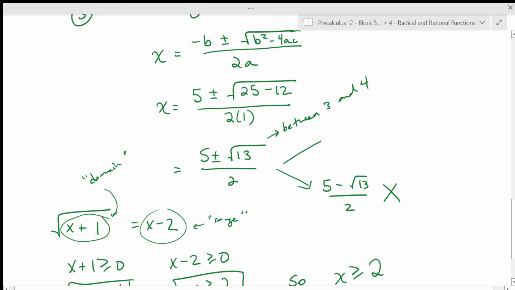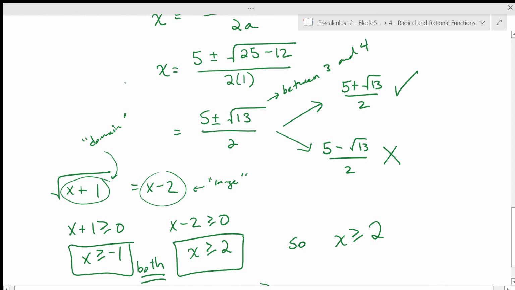If we look at our plus, 5 plus radical 13 over 2. 5 plus 3 over 2 would be 8. 8 over 2 is 4. So this one is going to work. You can actually calculate the point. It works out to approximately 4.303.